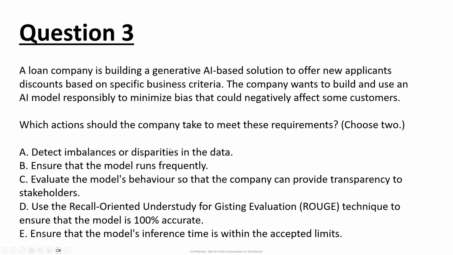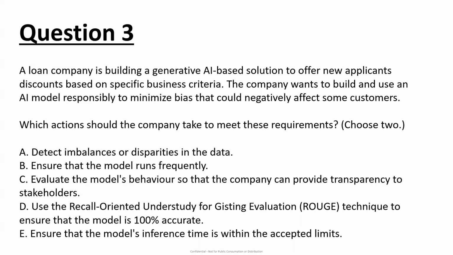Question 3: a loan company is building a generative AI based solution to offer new applicants discounts based on specific business criteria. The company wants to build and use an AI model responsibly to minimize bias that could negatively affect some customers. Which actions should the company take to meet these requirements? Choose two. A, detect imbalance or disparities in the data.